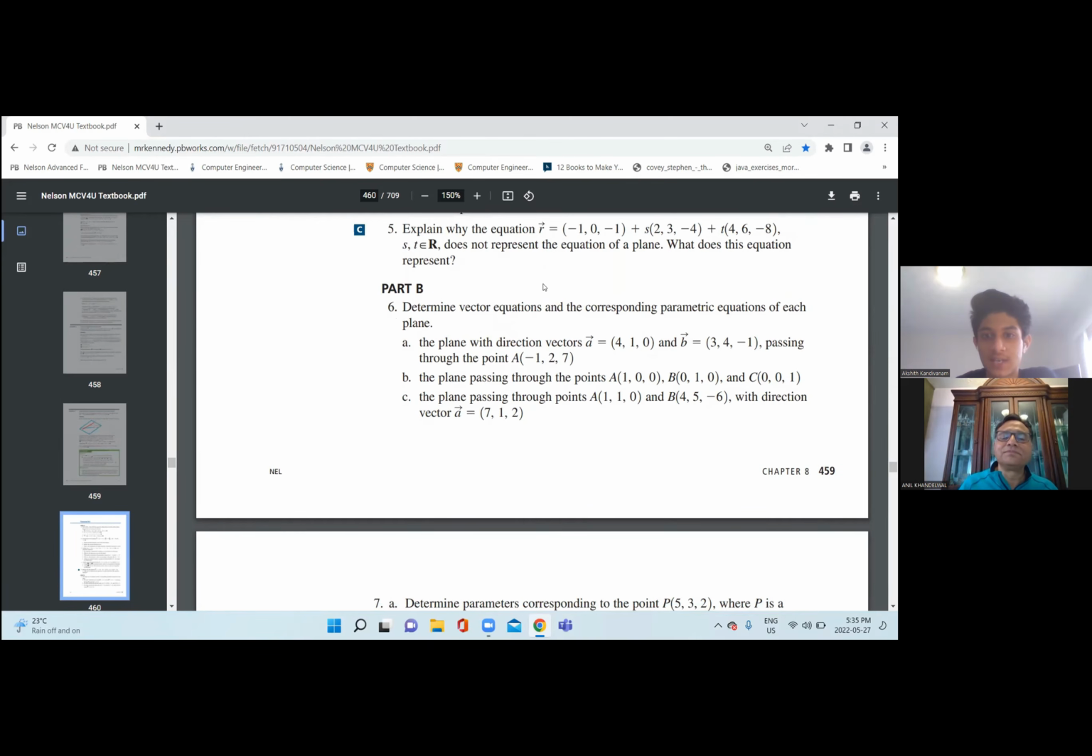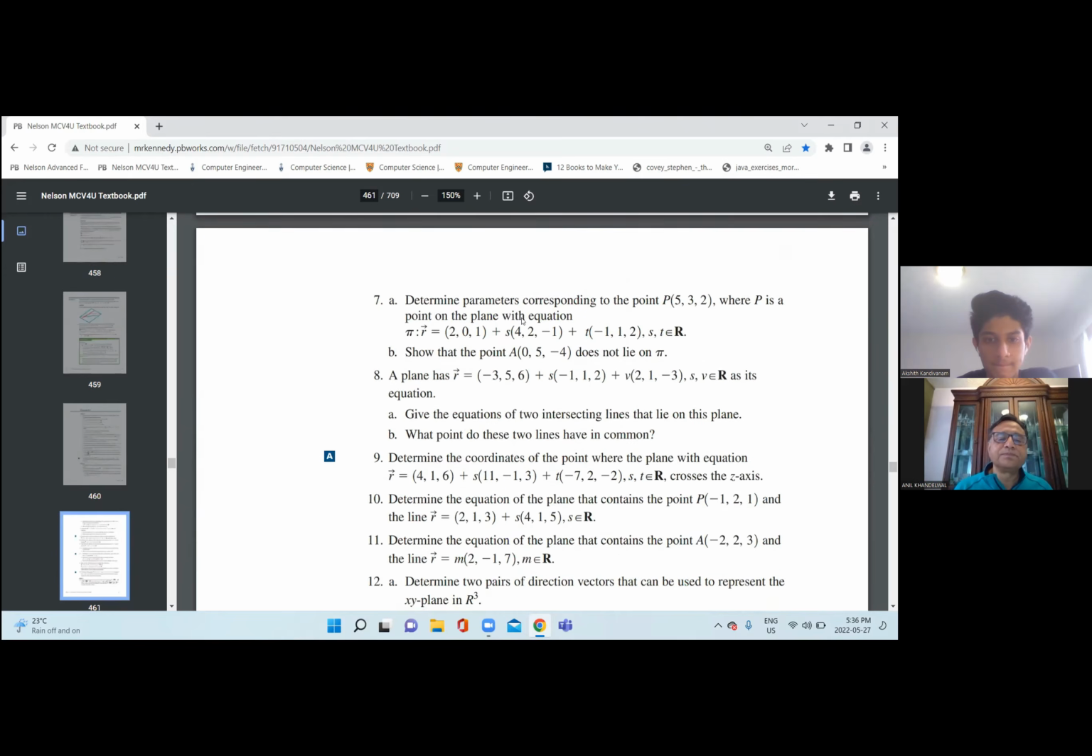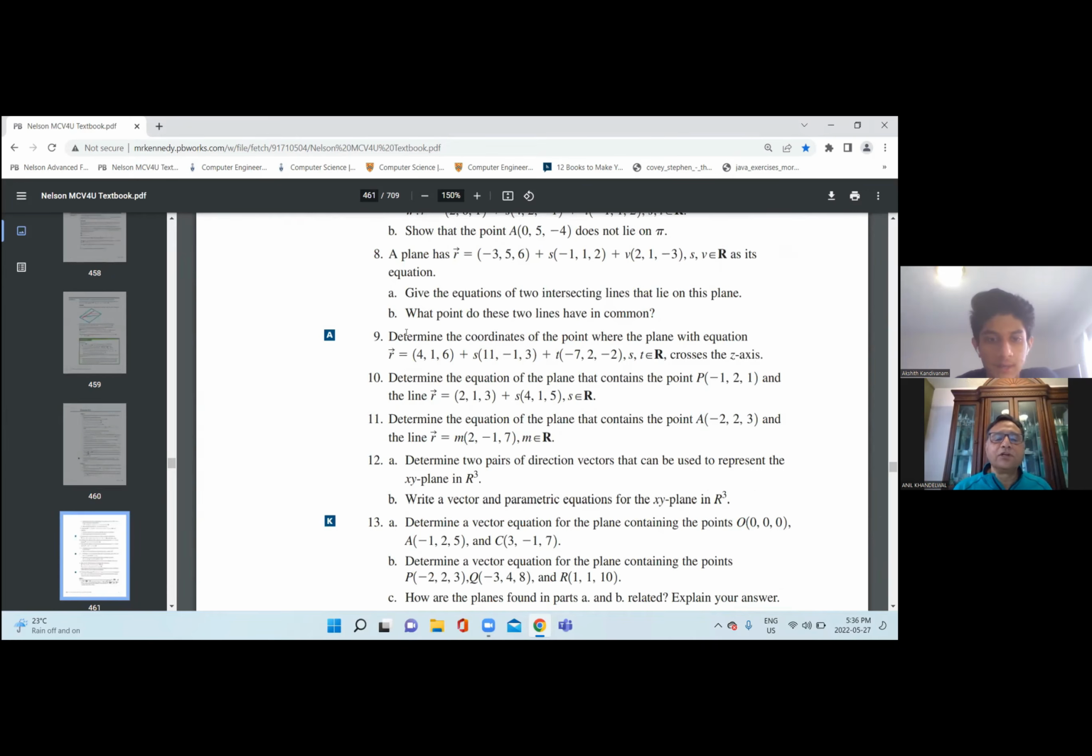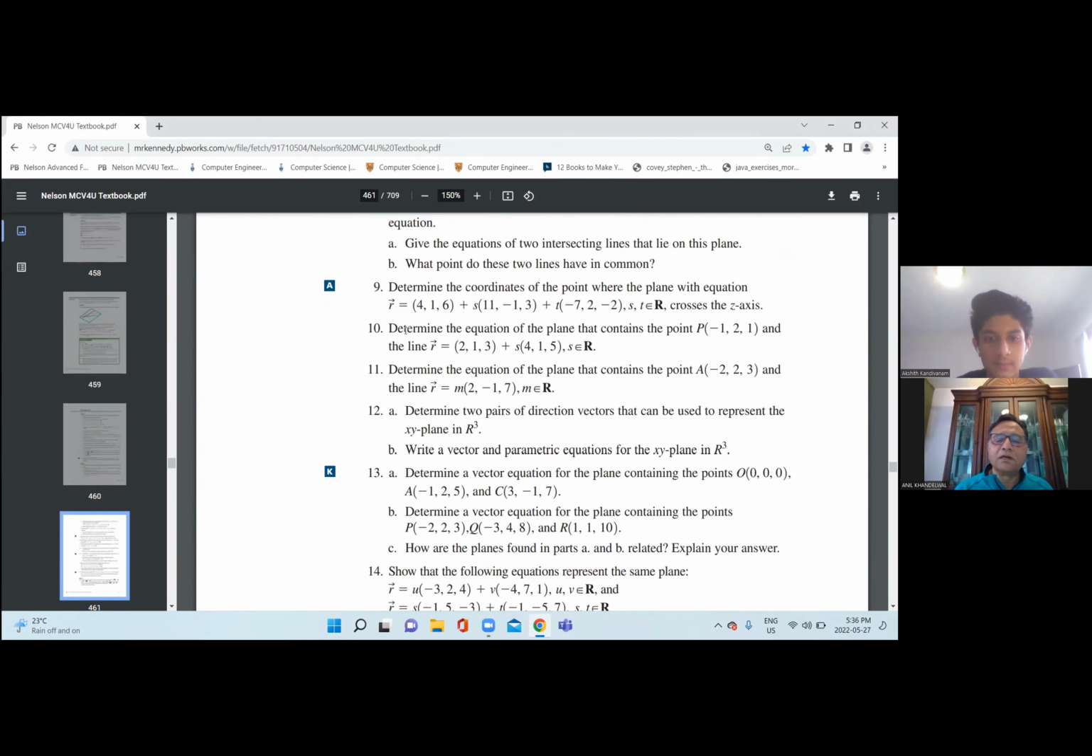Determine vector equations and corresponding parametric equations of each plane. The plane with direction vectors a equal to (4, 1, 0), b equal to (3, 4, minus 1), passing through the point A(minus 1, 2, 7). Correct. You can do all that, right? Yes, sir. Continue. Further, continue. So you can do all that. Skip. Yeah, continue. Yes, sir.